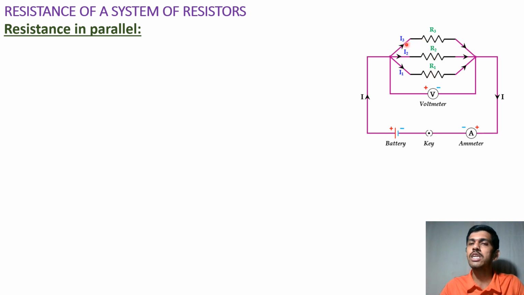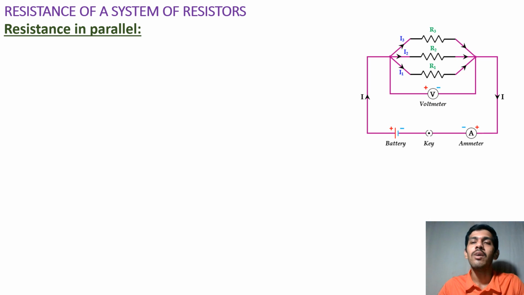The left ends of all of R1, R2 and R3 are joined together. At the same time, the right ends of all the resistors are connected together and then they are connected to the circuit. That means they are not back to back. Left ends are all connected together and right ends are all connected together and then they are connected in the circuit. Such a combination of resistors is called the parallel combination of resistors.